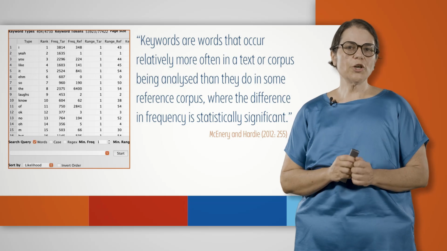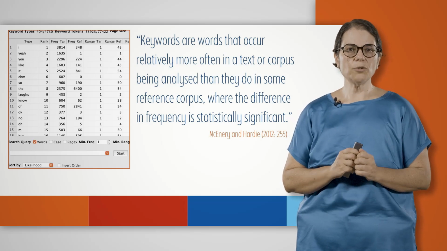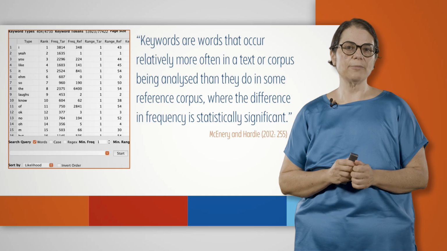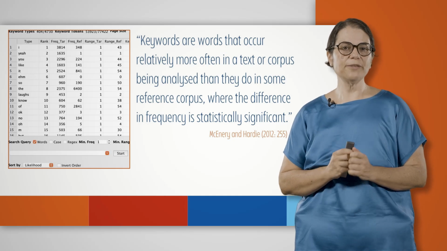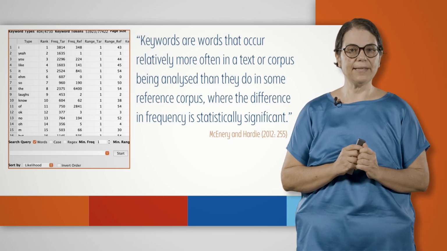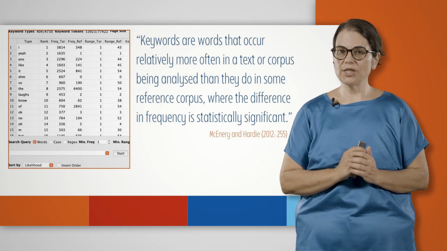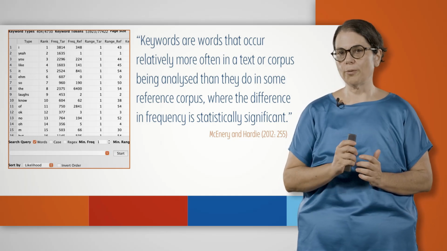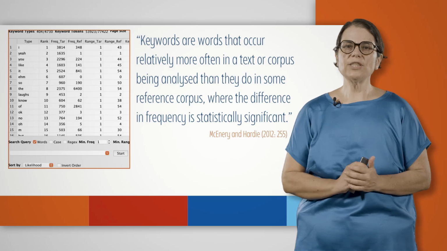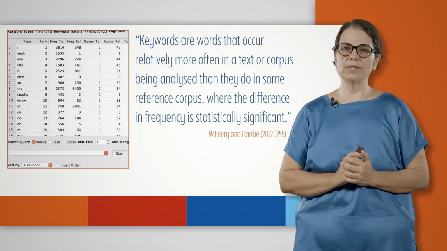Keywords are words that occur relatively more often in a text or corpus being analyzed than they do in some reference corpus, where the difference in frequency is statistically significant. The screenshot on the slide shows a typical keyword output from &conc. But let's return to our definition and consider the words in it.